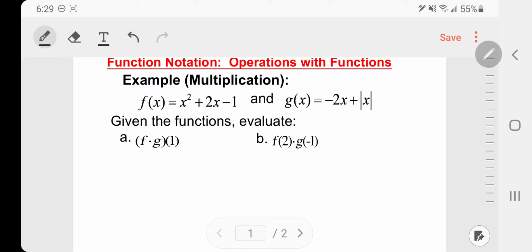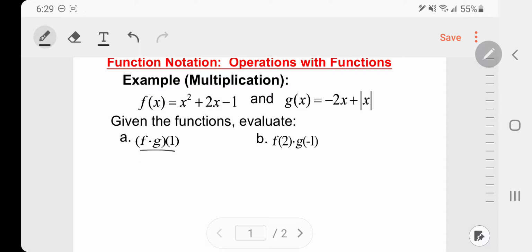Hey everyone. Today's lesson we're going to take a look at function notation and specifically the operation of multiplying with function notation. Okay, so here we have two functions and we're asked to evaluate them for two different types of multiplication operations. So the first one we have f times g with an input of 1, and the second one we have f of 2 times g of negative 1.